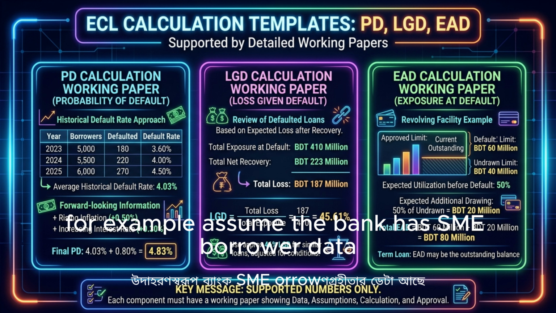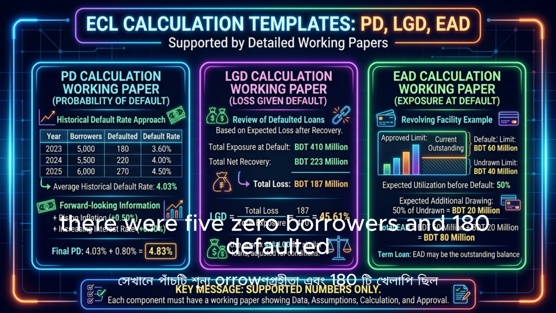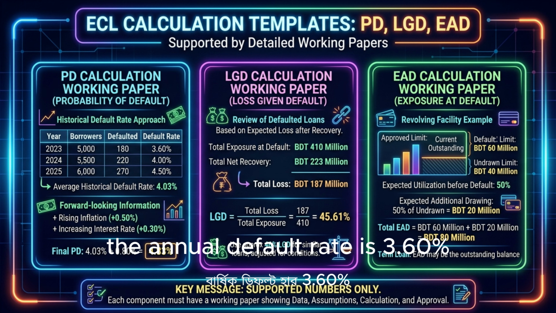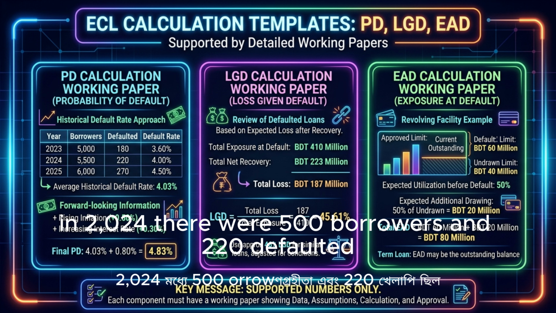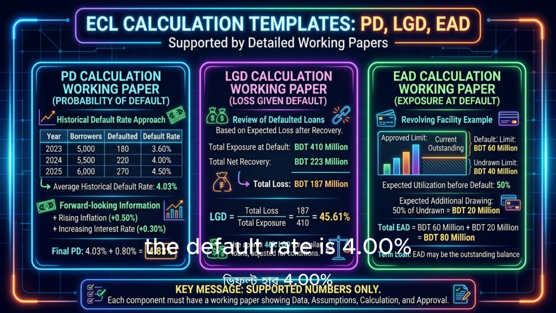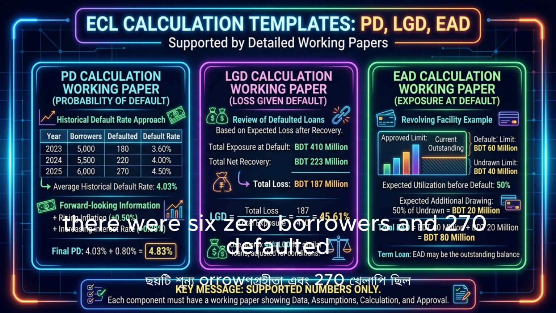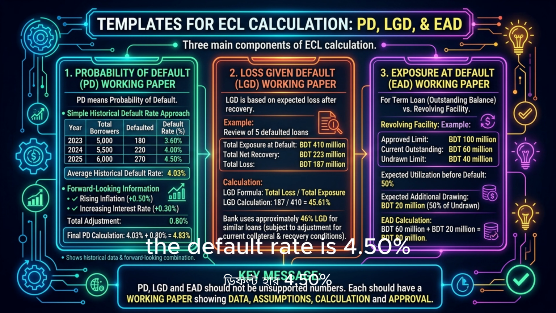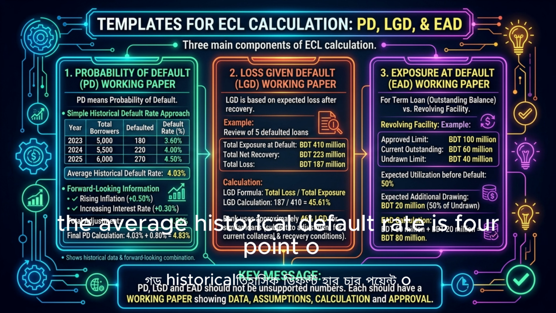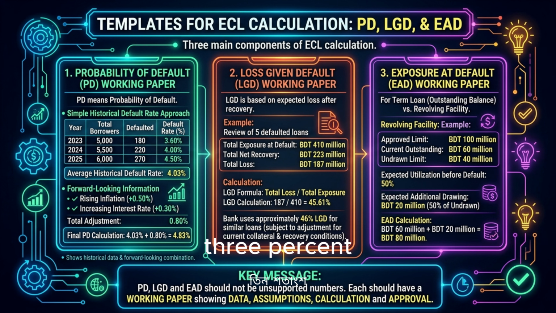For example, assume the bank has SME borrower data. In 2023, there were 50 borrowers, and 180 defaulted. The annual default rate is 3.60%. In 2024, there were 500 borrowers and 220 defaulted. The default rate is 4.00%. In 2025, there were 60 borrowers and 270 defaulted. The default rate is 4.50%. The average historical default rate is 4.03%.